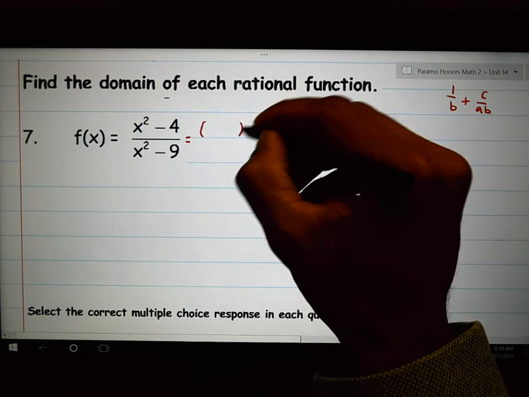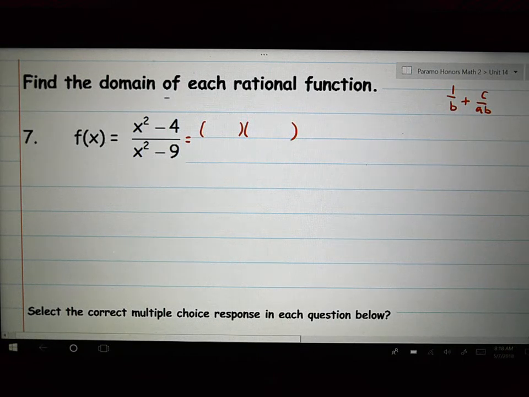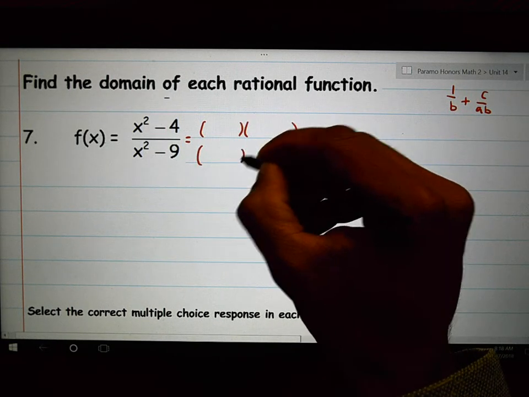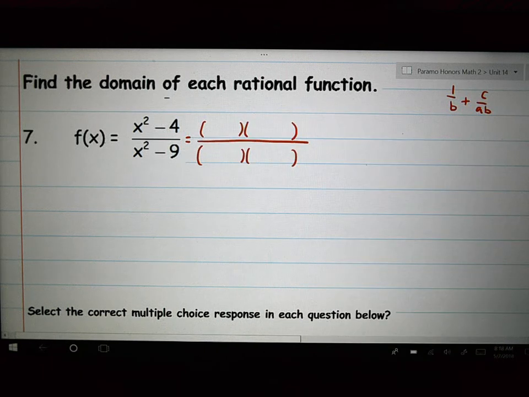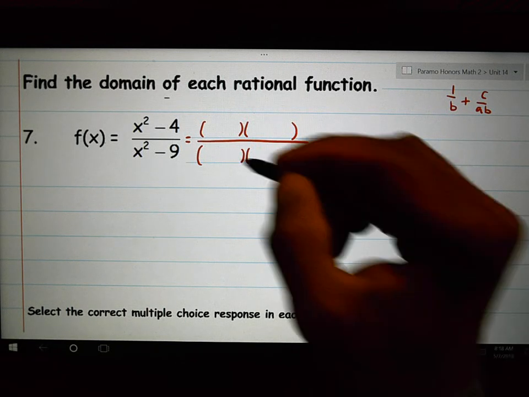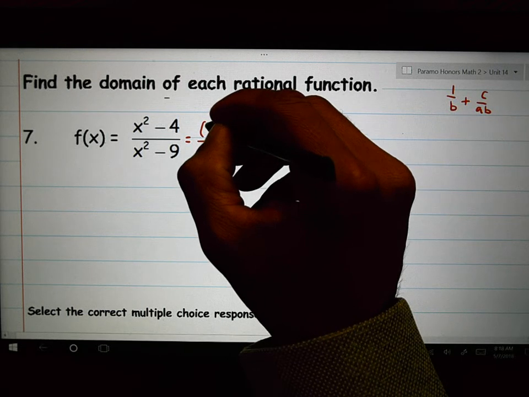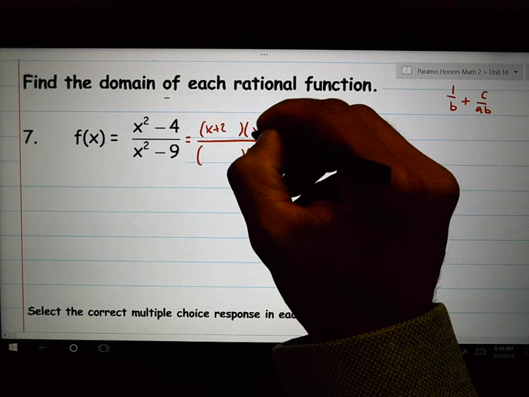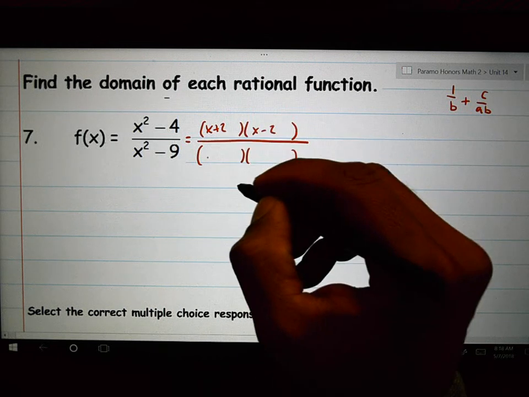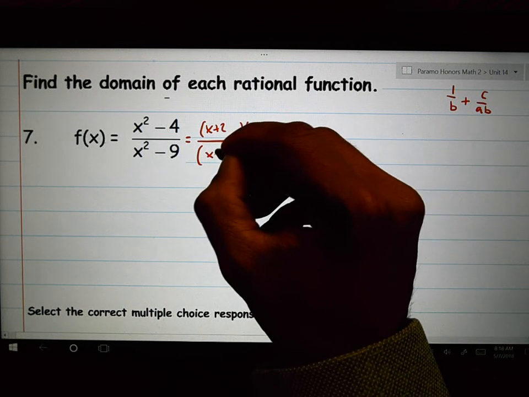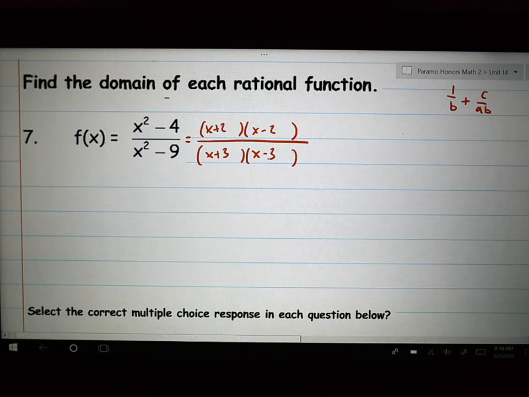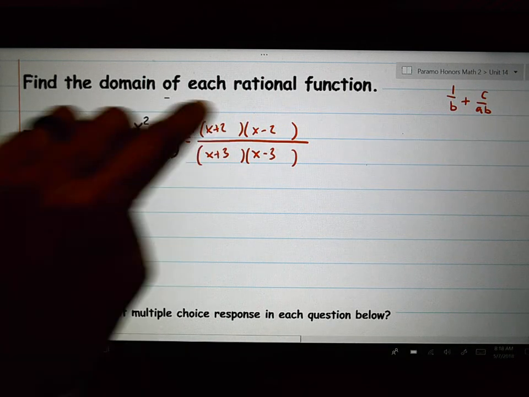The top factors, if you remember what the top factors to, tell the person you're sitting next to, and if you know what the bottom factors to, tell the person what that factors to. See if you remember. I hope you said x plus 2, x minus 2, or vice versa. Order doesn't matter. X plus 3, x minus 3. And so this factors to that, and this factors to that.